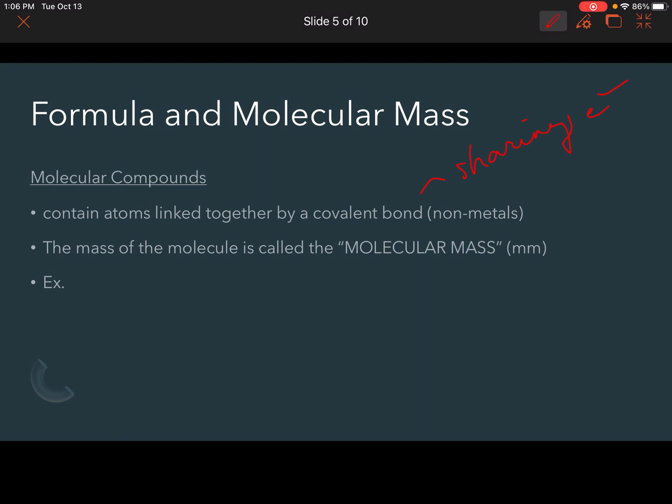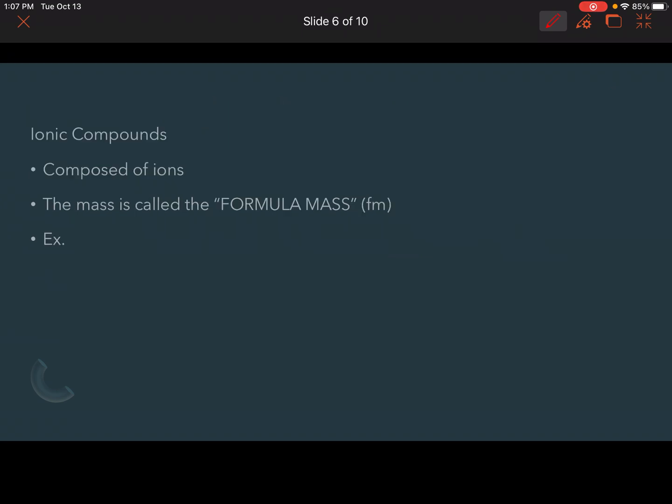and these would be with the non-metals. Now, the mass of the molecule is called the molecular mass, and sometimes you'll see that abbreviated MM. So an example of this would be things like carbon dioxide, oxygen gas, iodine. All these things are going to be all molecular compounds here.